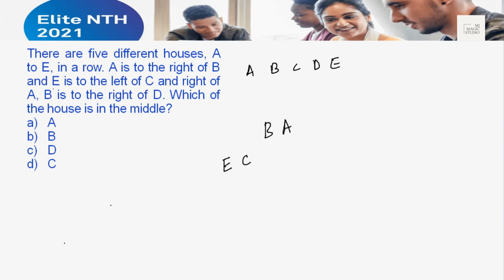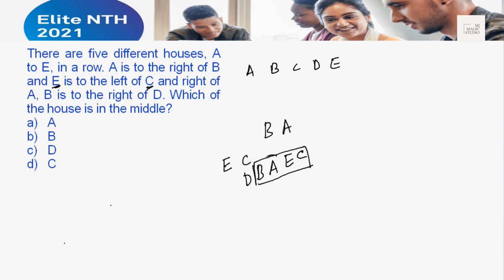And E is to the left of C and to the right of A. A's right is E. And then if we combine these, then C should be here, B should be here. So after these 3 pieces of information, this is the combination. Now B is to the right of D. Okay, we have all the houses now. D, B, A, E, C.